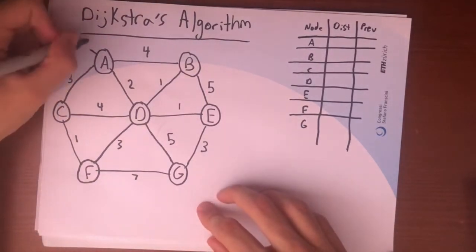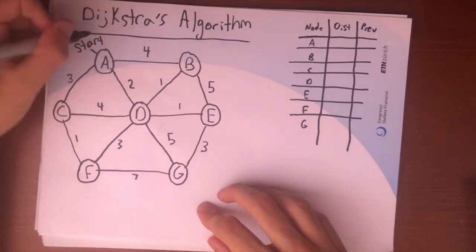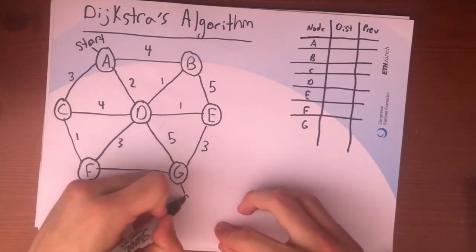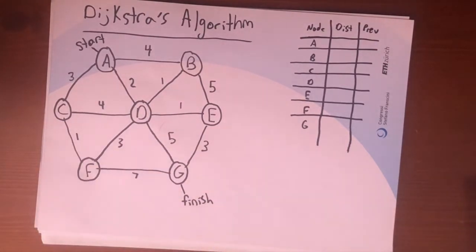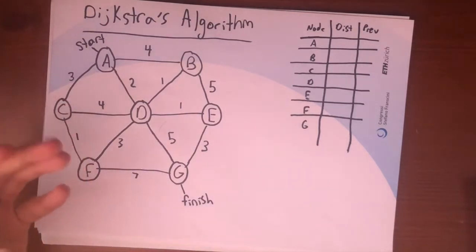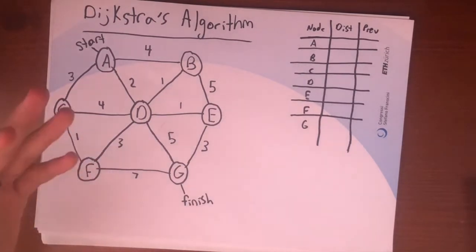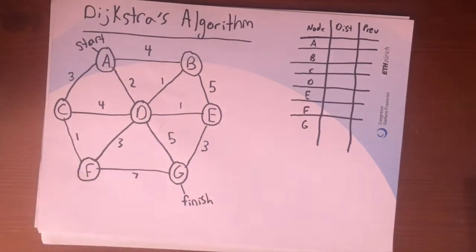So in this episode we're going to try to find the distance between A, the start node, and G, the finish node. The way Dijkstra's algorithm works is by looking at all the nodes that we have found the shortest path to already, and then expanding our knowledge of the graph by looking at the adjacent nodes. So what does this look like?